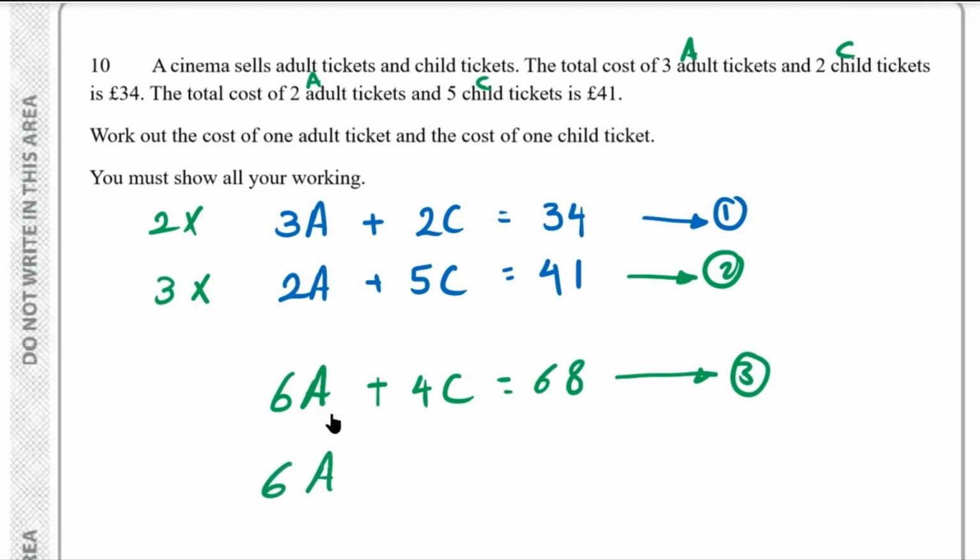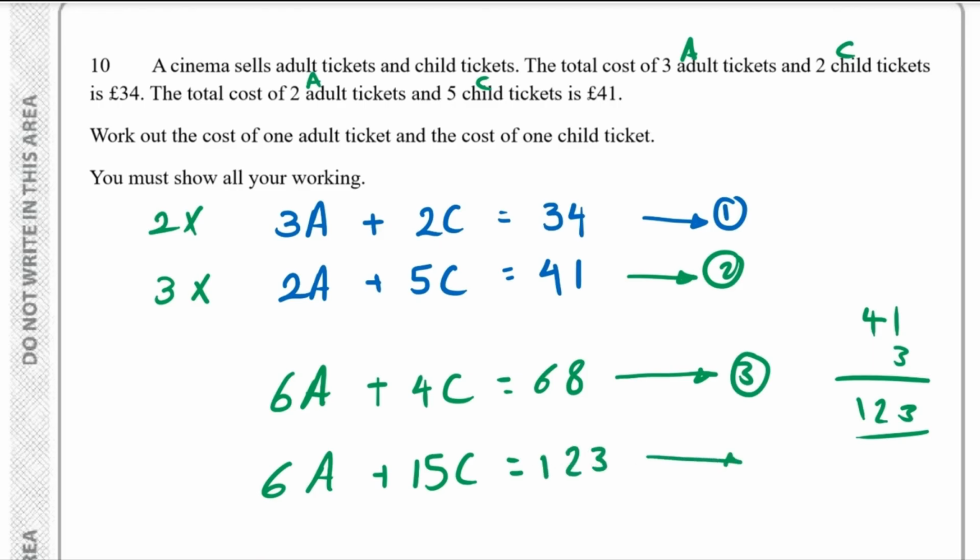And carry on similar to what we did with the first equation. 3 times 2a, and then 3 times 5c, and then 3 times 41. So 3 times 5c would be 15c. And then 3 times 41, if you feel confused, 3 times 1 is 3, 3 times 4 is 12, so it will be 123, and this brings you to equation 4.